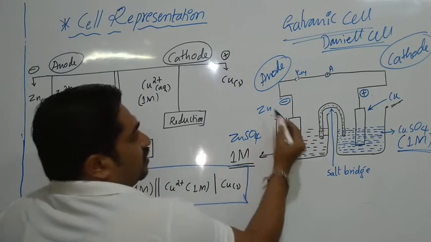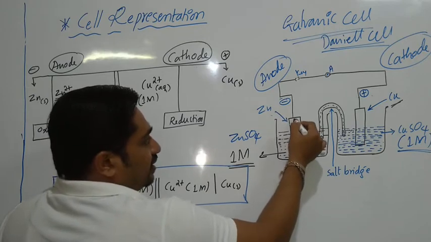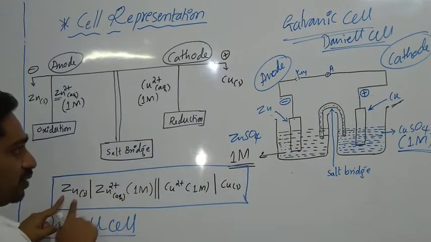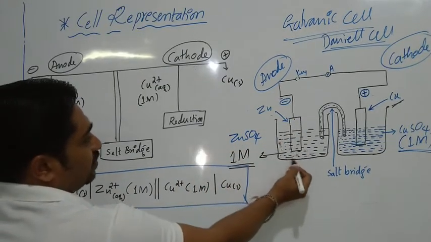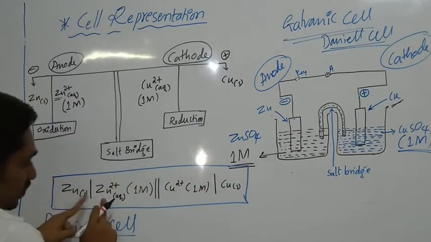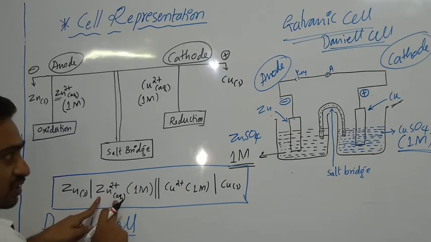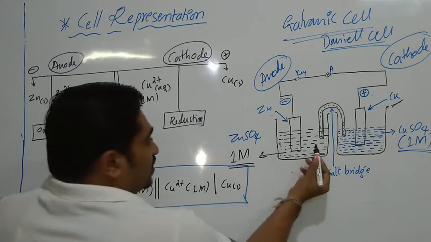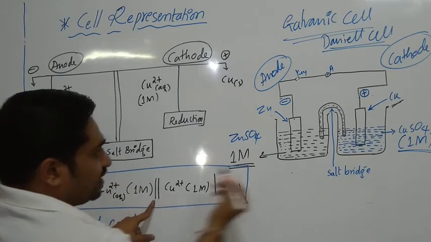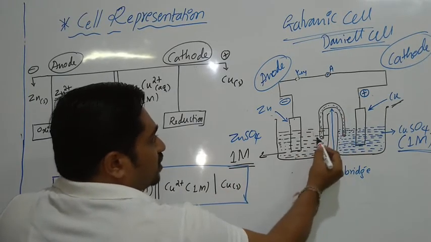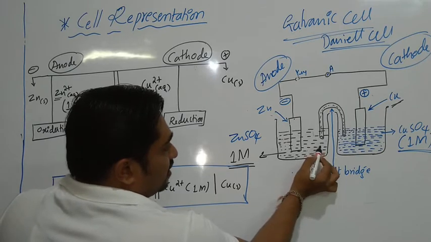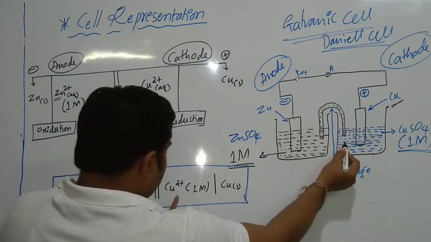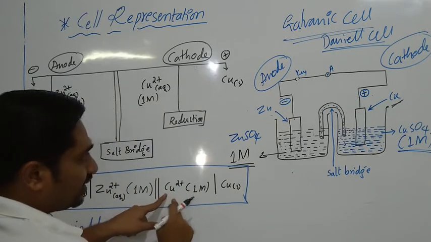See here, first we have dipped the zinc electrode. This zinc electrode is dipped in which solution? The solution containing zinc ions, and the concentration of that solution. And this solution is internally connected with the salt bridge. So this salt bridge is connecting this solution with this solution. So after this solution, we'll write this solution. These two are internally connected.